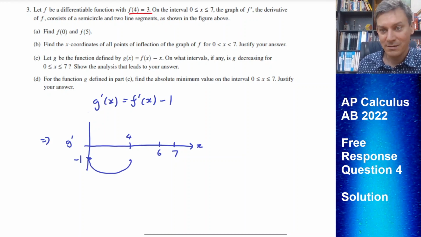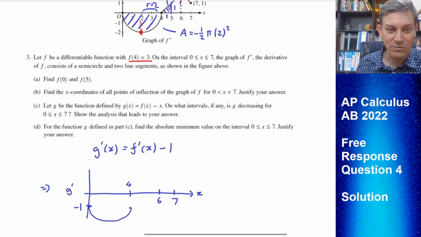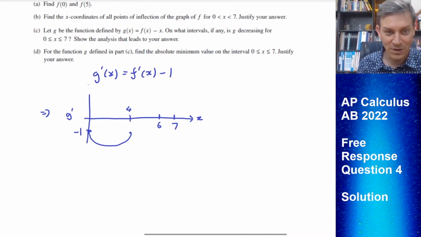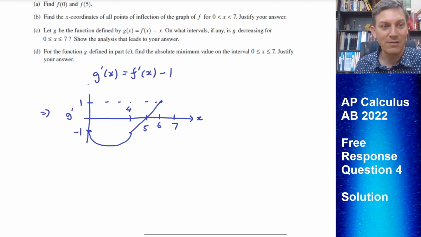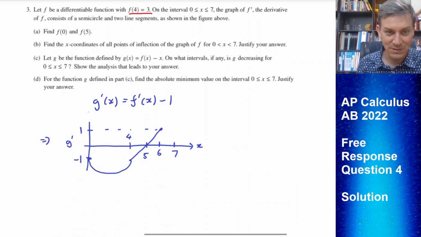Then f prime goes as a straight line between 4 and 6, and the y value goes between 0 and 2. So g prime will be the same straight line, but the y value will go between minus 1 and 1, like this. And it crosses the x-axis at the point 5. We basically worked that out in part A of the question. Then it goes down again, and f prime goes to 7, 1, so g prime will go down to 7, 0.